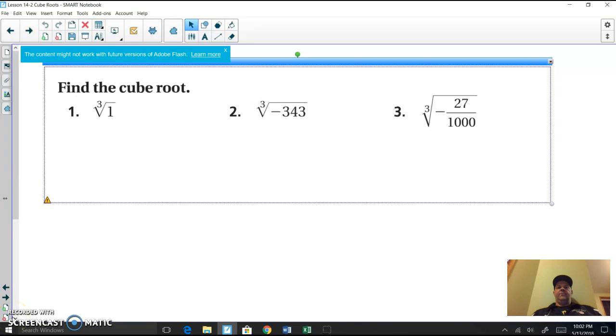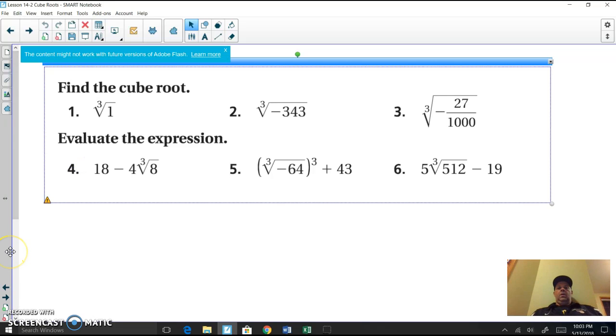Please take 1 minute to find the cubed root of these 3. Please talk amongst your neighbors and pause the video until everyone is done. Please evaluate the following 3 expressions in number 4, 5, and 6. Pause the video and I will be back with the answers for all 6 of those problems.